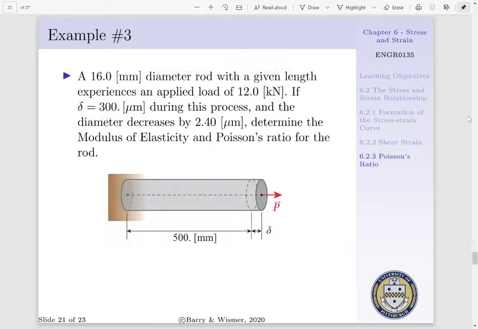We can see an example of Poisson's Ratio. Let's consider a 16.0 millimeter diameter rod that has a length of 500 millimeters. This rod experiences a load of 12.0 kilonewtons. If our deformation in our axial direction is 300 micrometers and our diameter decreases by 2.40 micrometers, we want to determine our modulus of elasticity and Poisson's Ratio for this rod.